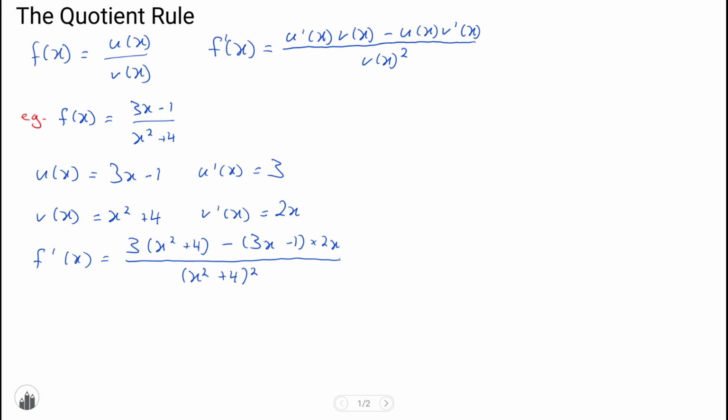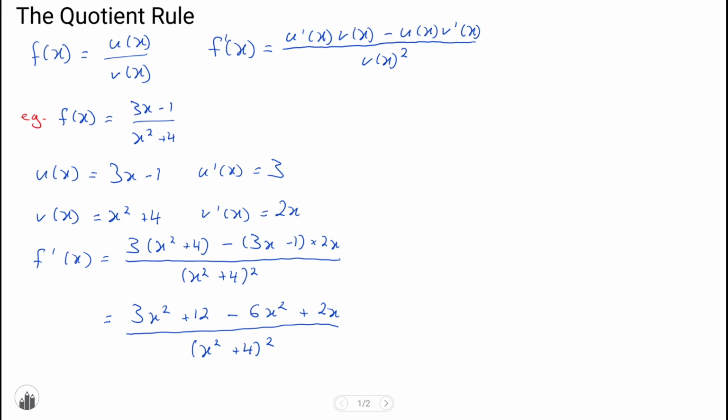From here, we're basically done with the example. It just looks a little bit messy, so we're going to tidy this up. If we expand it, this becomes 3x squared plus 12, minus, we've got 2x times 3x, so minus 6x squared. Then we've got minus negative 1 times 2x, so that just becomes plus 2x. All divided by x squared plus 4 all squared.